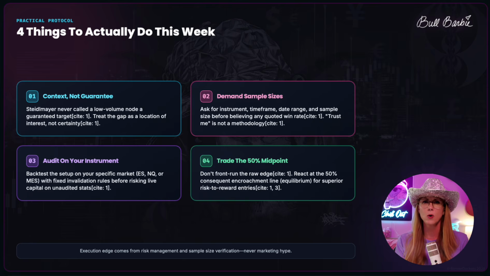And then number four, remember that midpoint line that I mentioned earlier, consequent encroachment? Don't front run the edge of the gap. Classical technicians have called the 50% level equilibrium. That's the more normal word. They've been calling it equilibrium for a century. So if you're going to react to a gap at all, that midpoint is a far more defensible spot than the raw edge. And you'll probably sound a lot more intelligent if you call it equilibrium rather than ICT made up stuff.